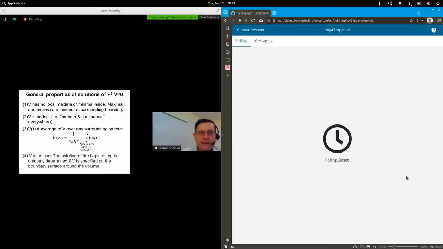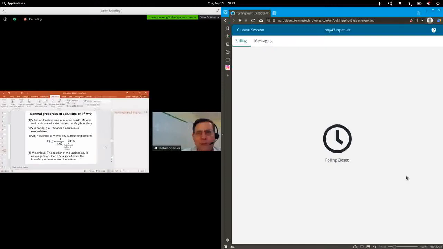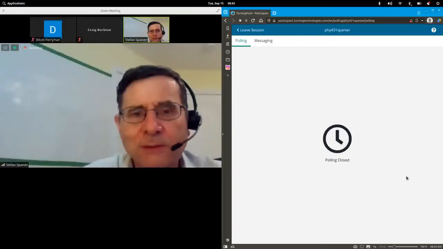And then finally, it is unique, that's the uniqueness theorem, the solution of the Laplace equation, which means, just as a reminder, that rho over epsilon zero in the Poisson equation is uniquely determined if V is specified on the boundary surface around the volume. So this is all very abstract in principle. It has a lot of consequences, but you like to start abstract to have the most general formulation of the properties.